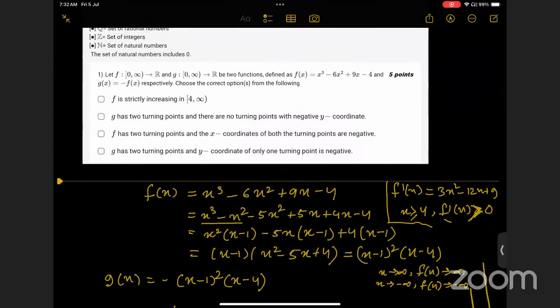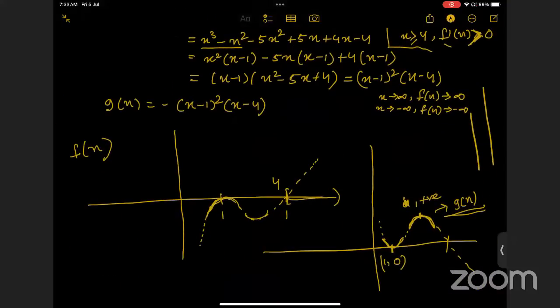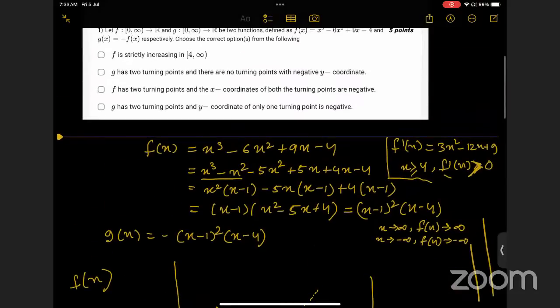And the third option is saying F has two turning points and the x coordinate of both the turning points are negative. So for F, this is one turning point, this is one turning point. But for this point, the x coordinate is 1, which is not negative, right? Yes, ma'am. So option 3 is wrong.